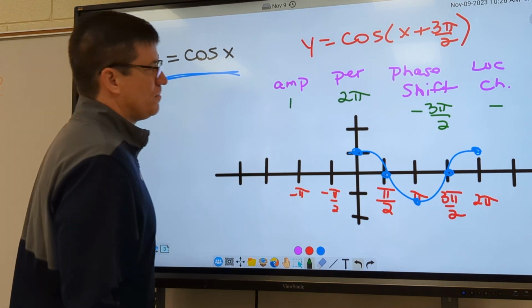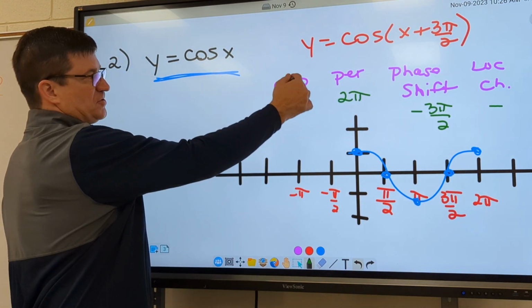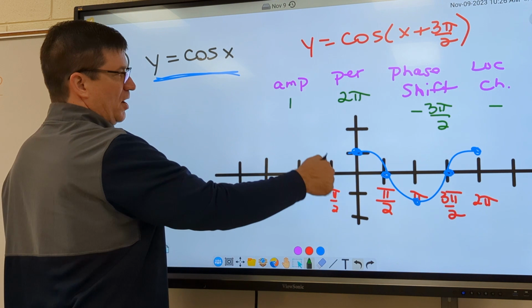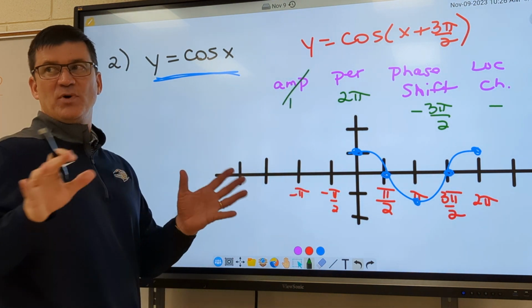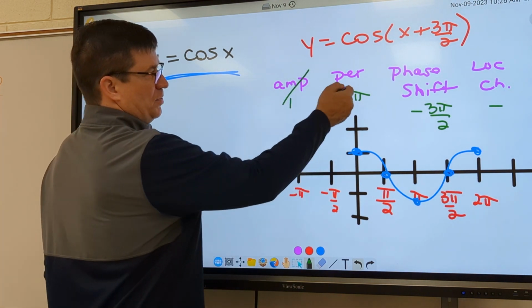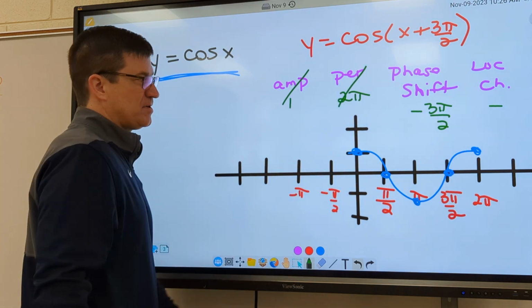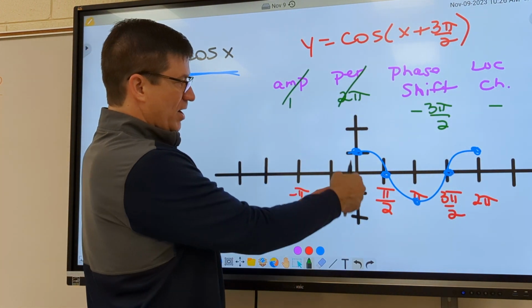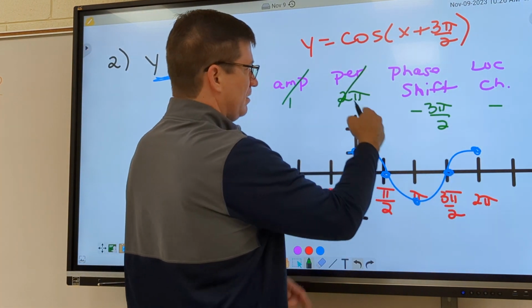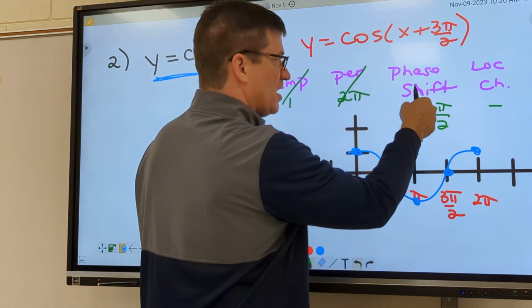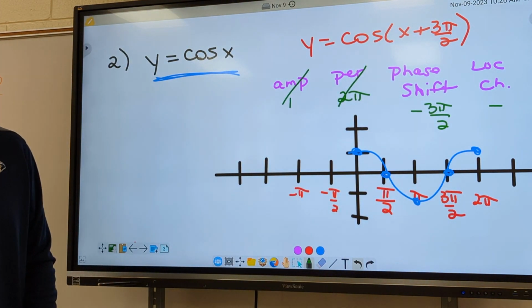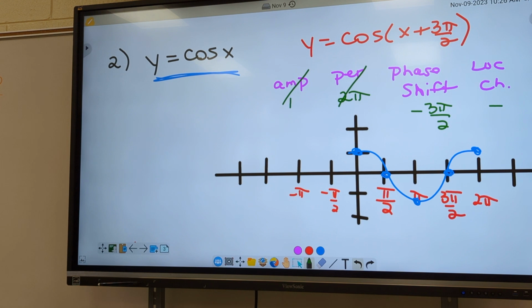There's not an amplitude change, guys. We were already going up 1, so we don't have to worry about that. There's not a period change, because our graph is already from 0 to 2 pi. The only thing that changed on this problem is the phase shift. This is the easiest one to show you.